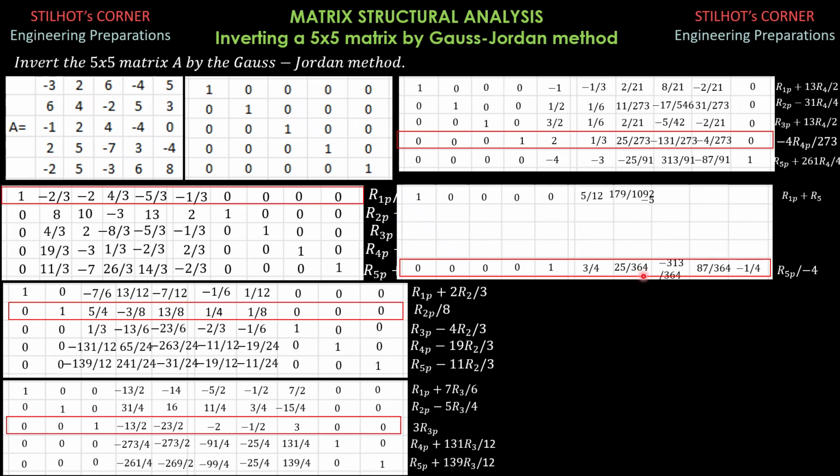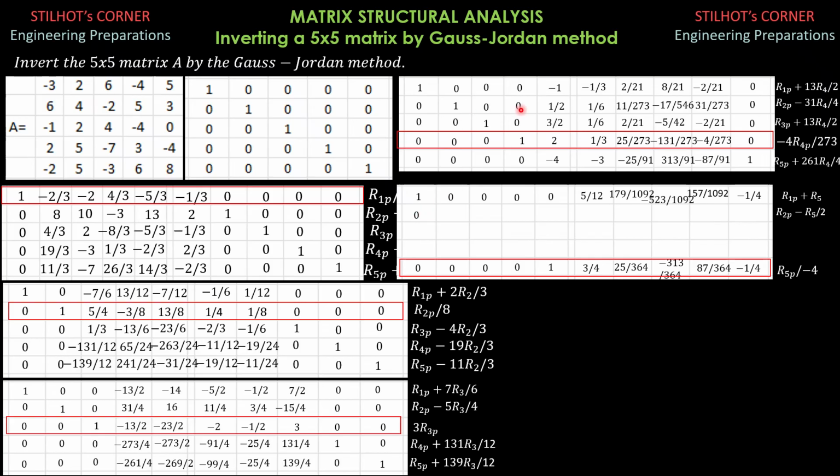plus 25 over 364 is 179 over 1092. 8 over 21 plus negative 313 over 364, that's 523 over 1092. Negative 2 over 21 plus 87 over 364, that's 157 over 1092. 0 plus negative 1/4, negative 1/4.